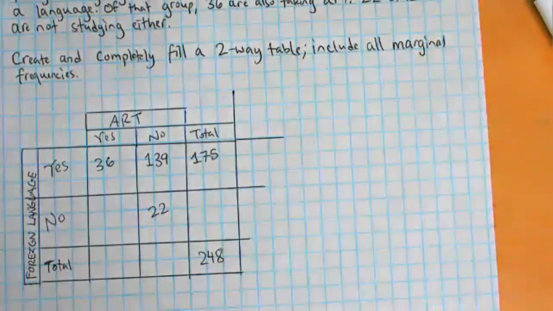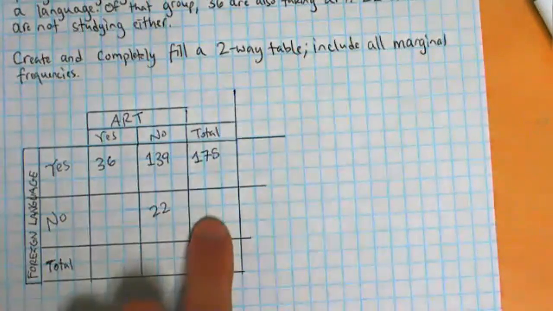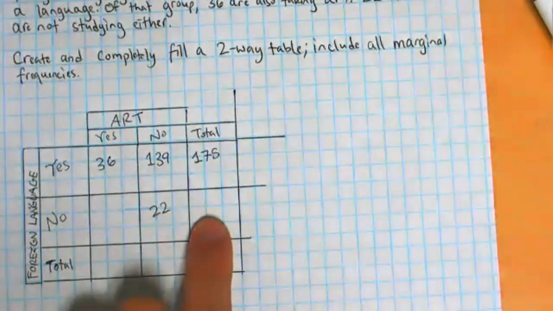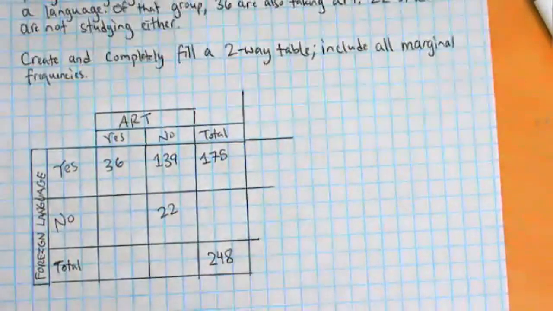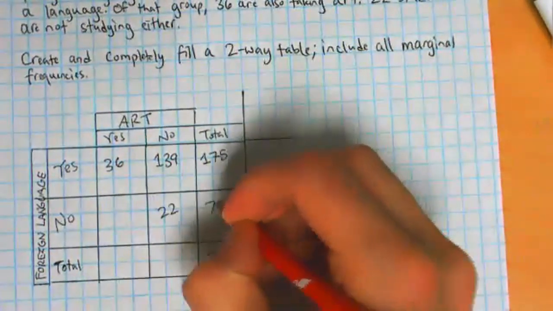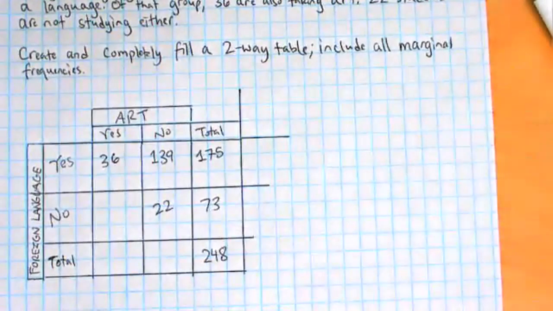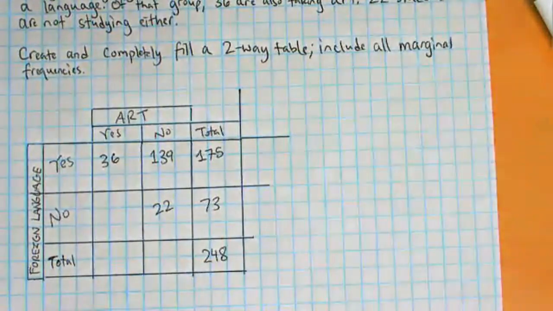Now we have a couple of places we can go from here. The first one I'm going to do is take a look at the students who are not taking a foreign language, because we know 175 are, and we know there were 248 survey respondents. So the difference between those two must be the amount who are not taking a foreign language. So 248 minus 175 gives us 73. So we have 73 students who are not taking a foreign language.